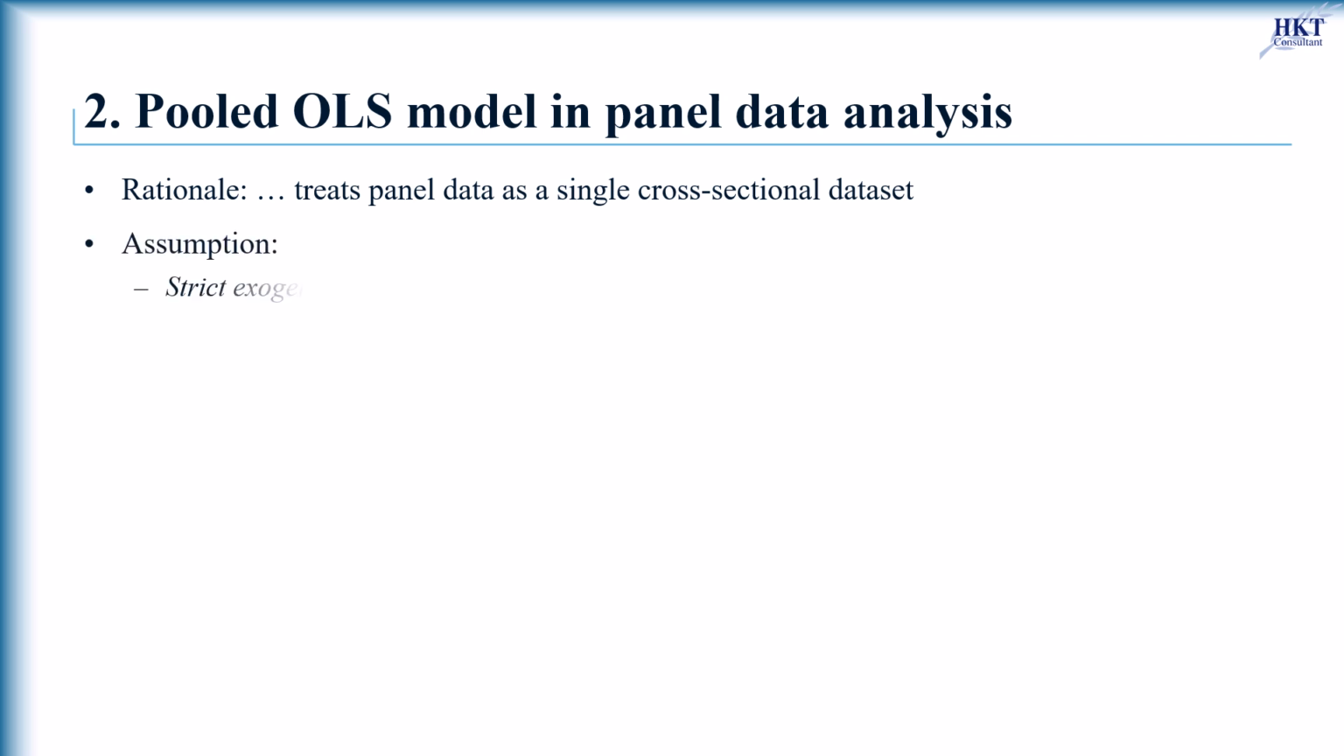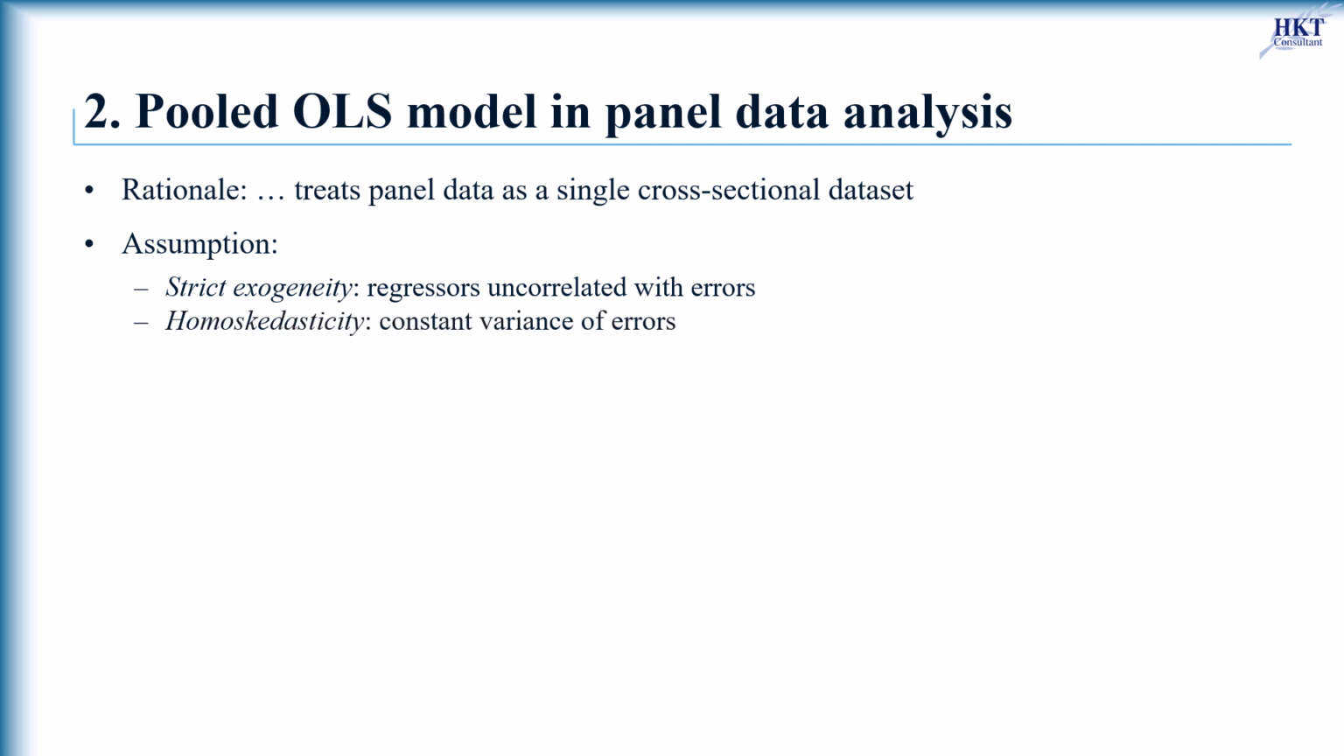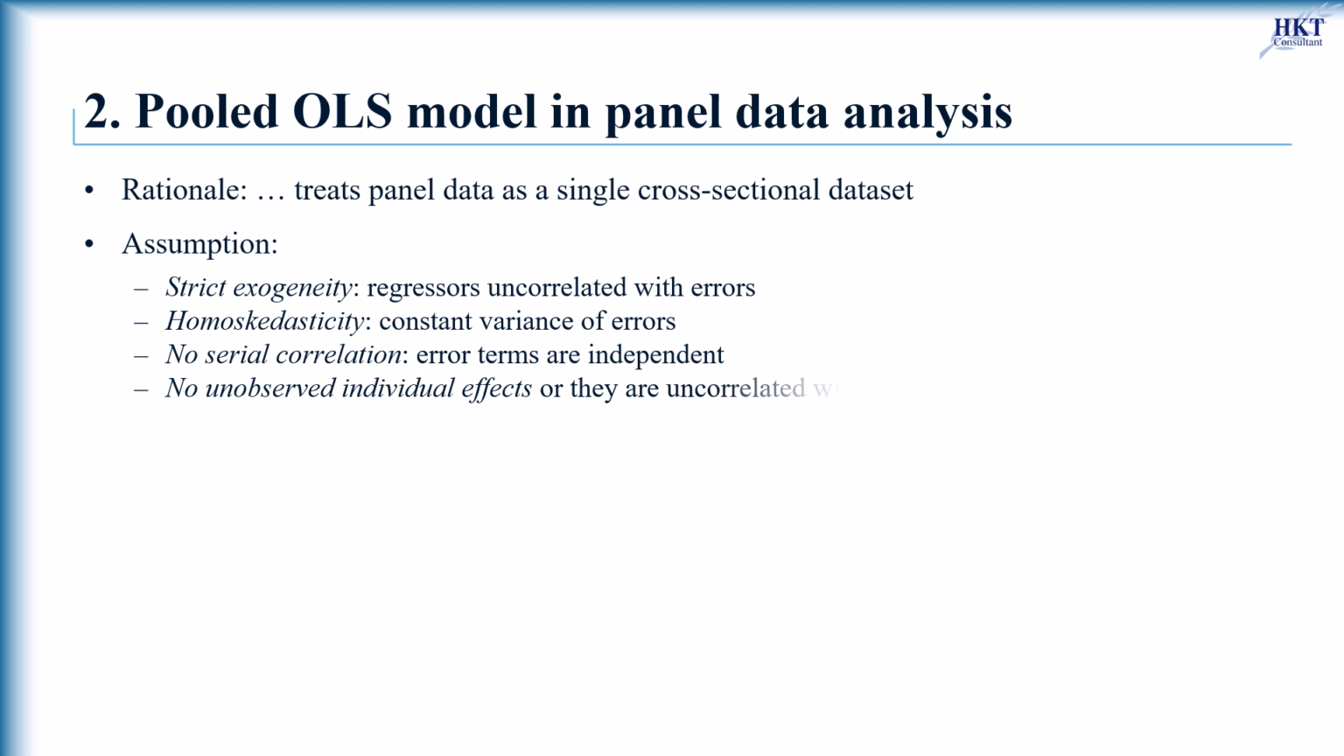First, it assumes strict exogeneity, meaning that the explanatory variables are uncorrelated with the error term in all time periods. Second, the model requires homoscedasticity, specifically, the error term has constant variance across individuals and over time. Third, it assumes no serial correlation in the error terms. Finally, and most critically, it assumes no unobserved individual specific effects, or that any such effects are uncorrelated with the regressors, and thus captured in the error term.